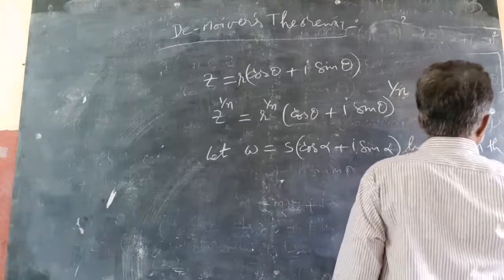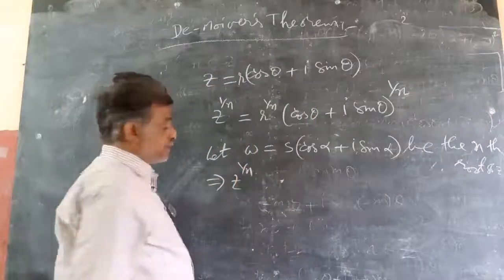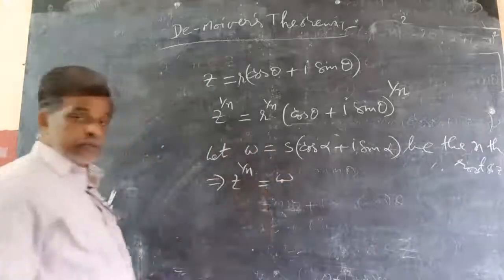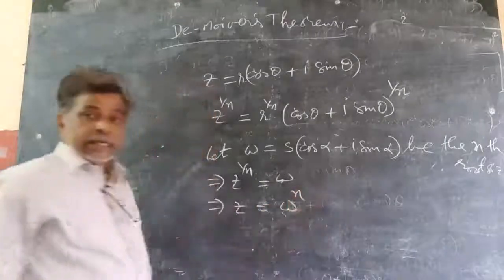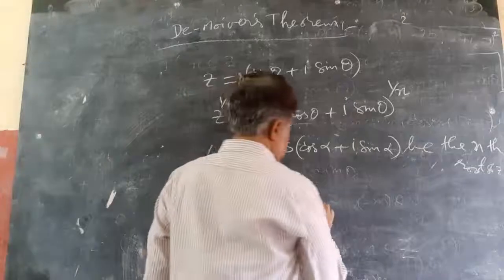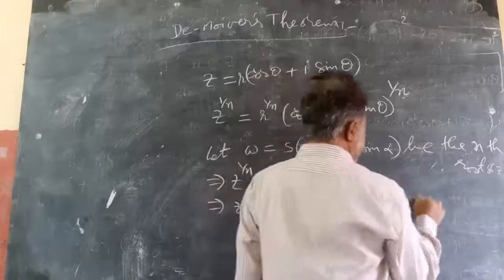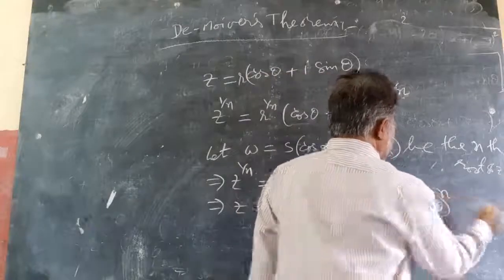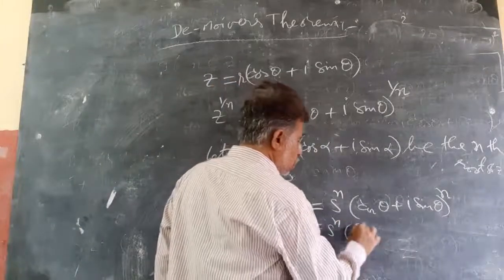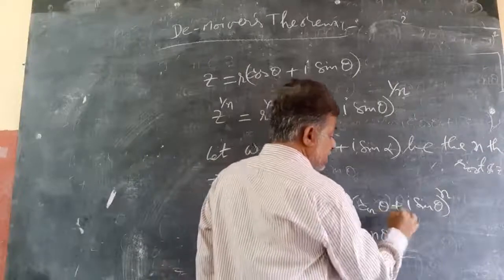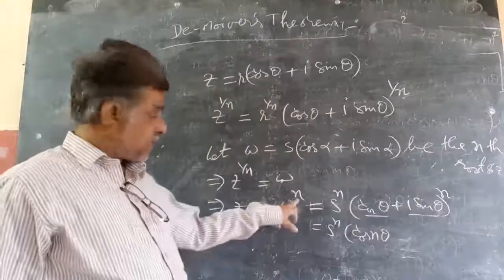What is meant by the nth root of z? Just now I wrote z power 1 by n is the nth root of z, and I am assuming it is omega. This implies z is equal to omega power n only. So this is equal to s power n into cos alpha plus i sin alpha whole power n. According to De Moivre's theorem, cos alpha plus i sin alpha whole power n, where n is an integer now.